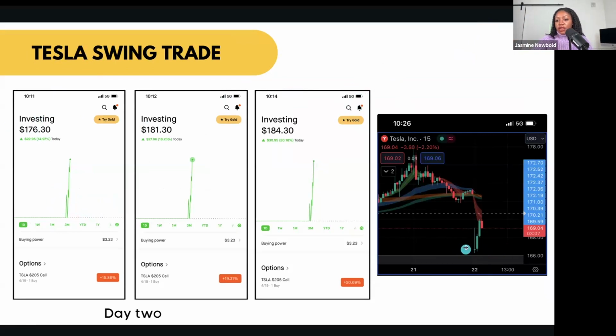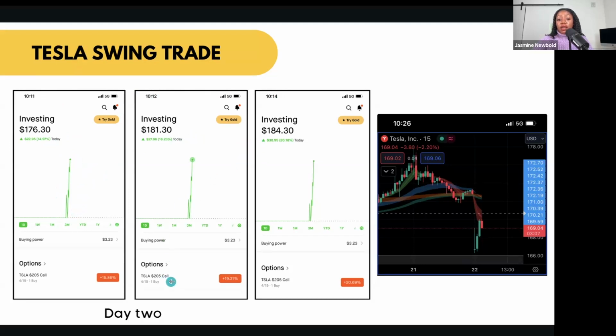This wick, the skinny candle, that's called a wick. We went up and then came back down and closed down here and then started to trail back up. So that's why my chart also shows going up, coming back down. But then I let it play out for the rest of the morning. This is 10:11 a.m., 10:12 a.m., 10:14 a.m. I just let it go up 14%, up 18%, up 20%. On this one swing trade.